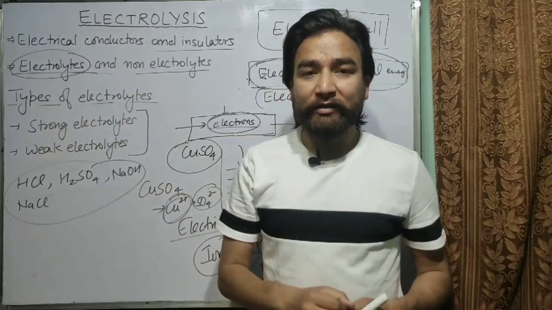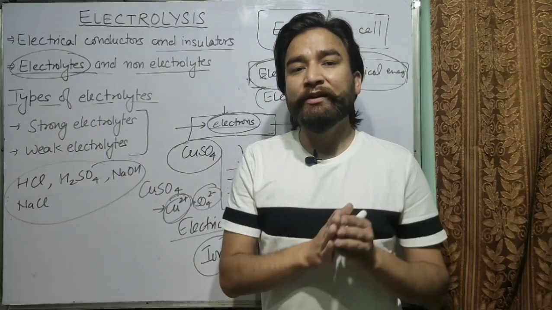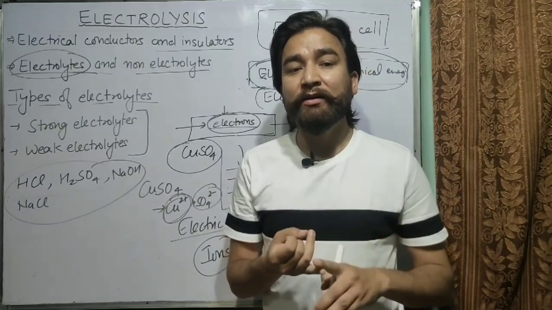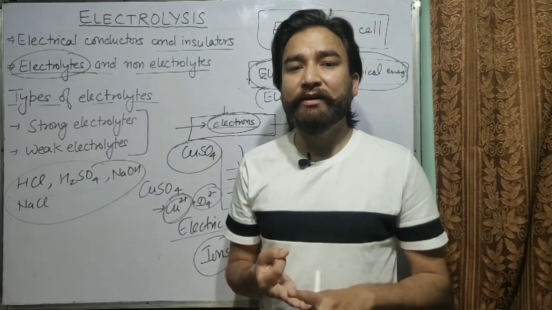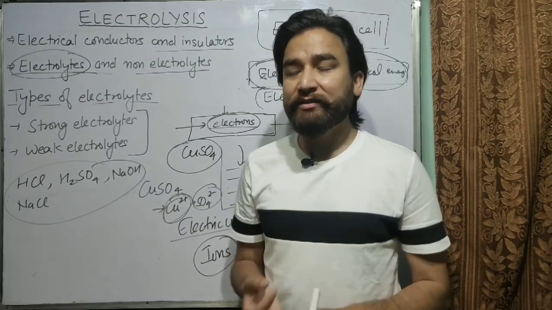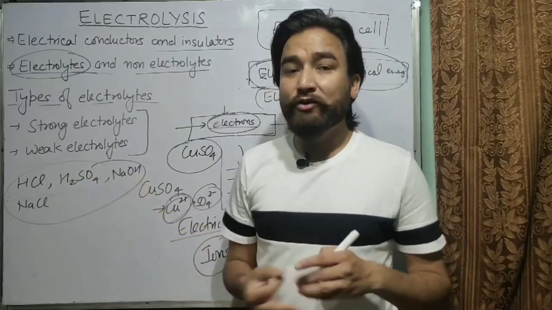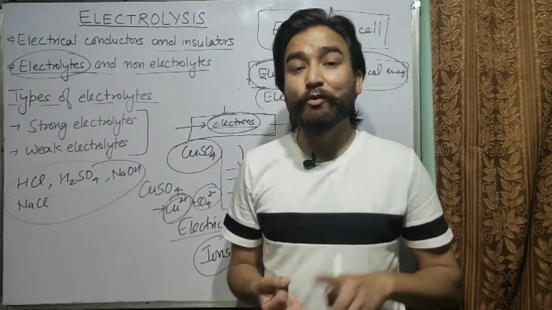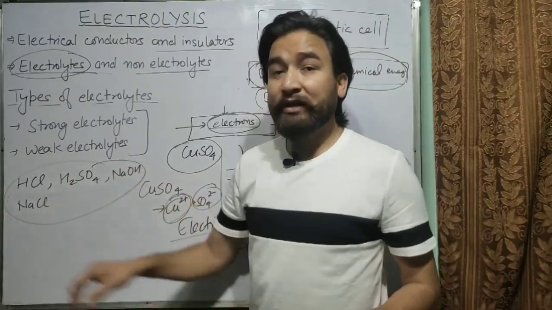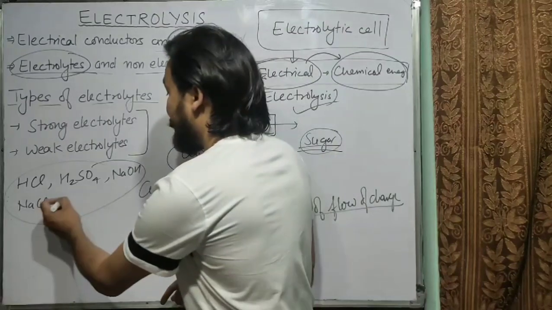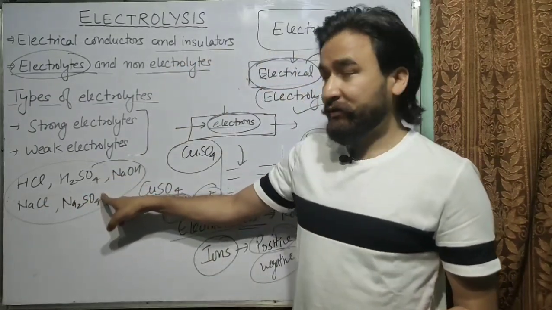All the strong acids, as you have heard the definition of strong acids and bases: the acids which dissociate completely and form H plus ions are known as strong acids. So they dissociate almost completely. Similarly, strong bases dissociate almost completely to give OH minus, and their salts like NaCl or Na2SO4. So these are strong electrolytes.